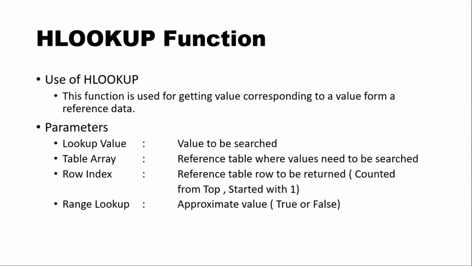HLOOKUP is a function which is used for getting a value corresponding to a value from a reference data or a range, and it takes 4 parameters: lookup value, the value which needs to be searched; table array, the reference table where the value needs to be searched; row index, the reference table row which needs to be returned, counted from top starting with 1; and range lookup, approximate value true or false.